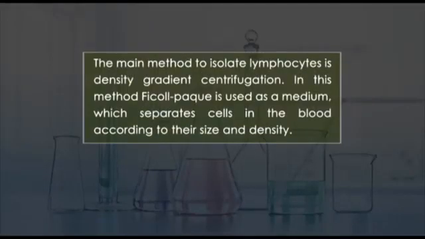As a conclusion, lymphocytes and macrophages are important cells of the immune system. Isolated lymphocytes like T cells, B cells, and macrophages are widely used for studies in the immune system. Therefore, it is important to understand the methods of isolating these cells. The main method to isolate lymphocytes is density gradient centrifugation. In this method, Ficoll-Paque is used as a medium which separates cells in the blood according to their size and density.